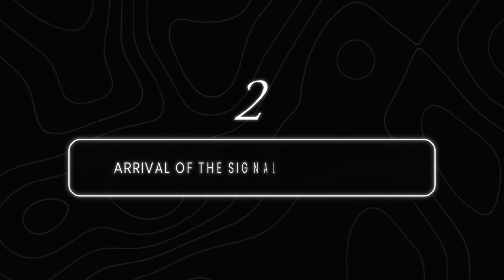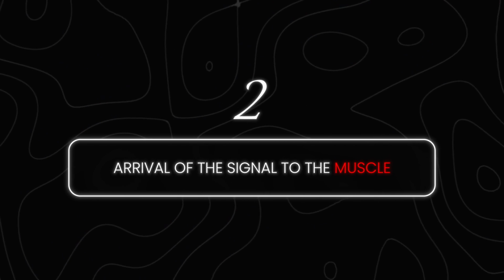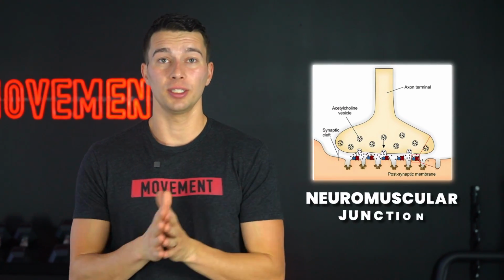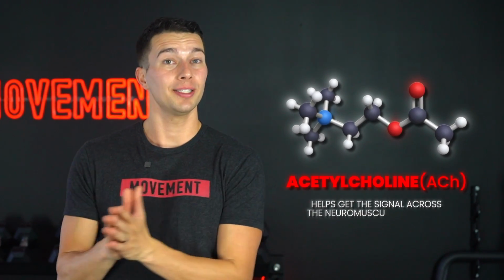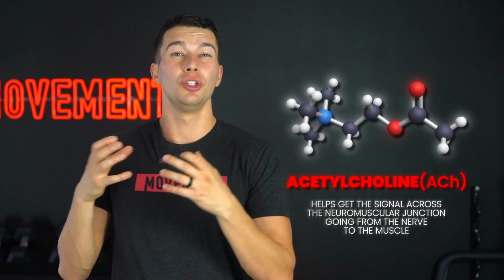Step 2 is arrival of that signal to the muscle, specifically to what we call the neuromuscular junction. The electrical signal reaches the neuromuscular junction where the nerve meets the muscle. This causes the release of a chemical messenger called acetylcholine. Acetylcholine helps get that signal across the neuromuscular junction, going from the nerve to the muscle. And can we just think about how crazy that is for a second? Our body is able to have these completely different tissues. We're able to create a nerve signal and then, through a chemical messenger, acetylcholine, translate that across this neuromuscular junction to a completely different tissue, the muscle tissue. I just think it's interesting.